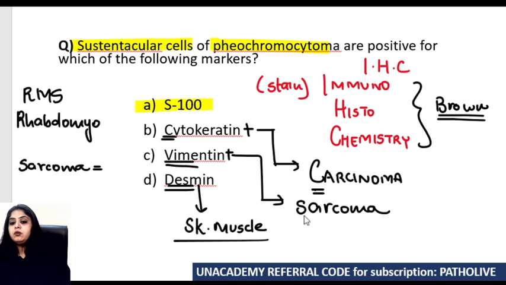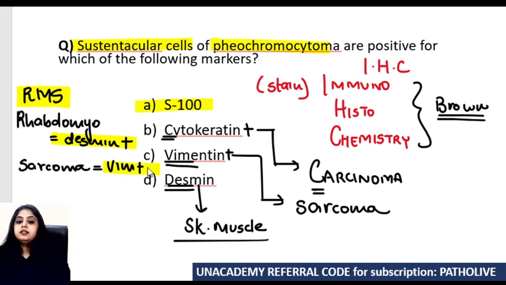So for sarcoma, what was the marker positive? Vimentin was positive. But for skeletal muscle, what was the marker positive? Desmin was positive. So can I say rhabdomyosarcoma is positive for desmin and vimentin? That is how the question comes. Now, what was the question that was given over here? The sustentacular cells of pheochromocytoma, they are S100 positive.